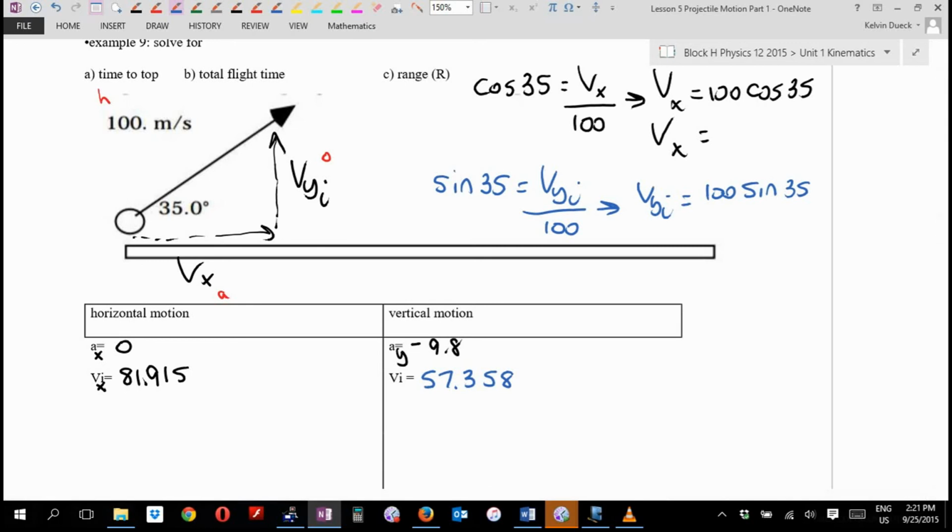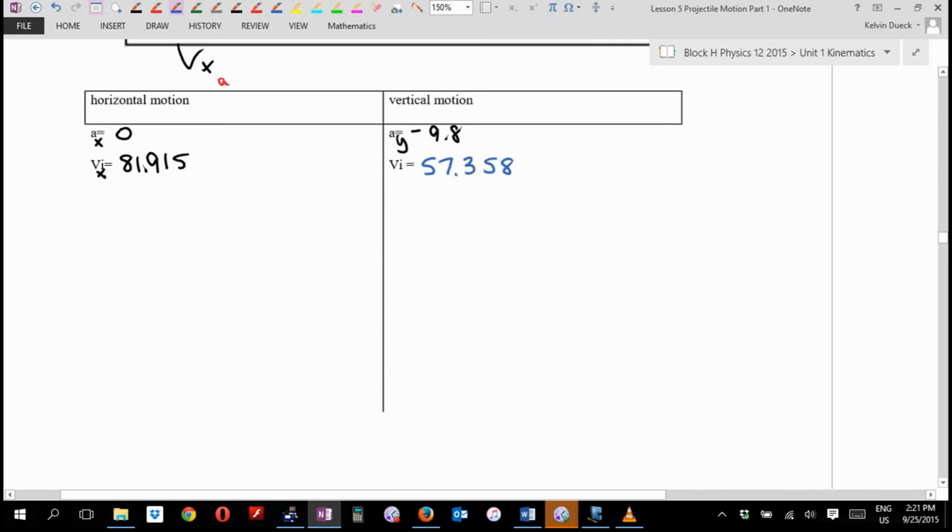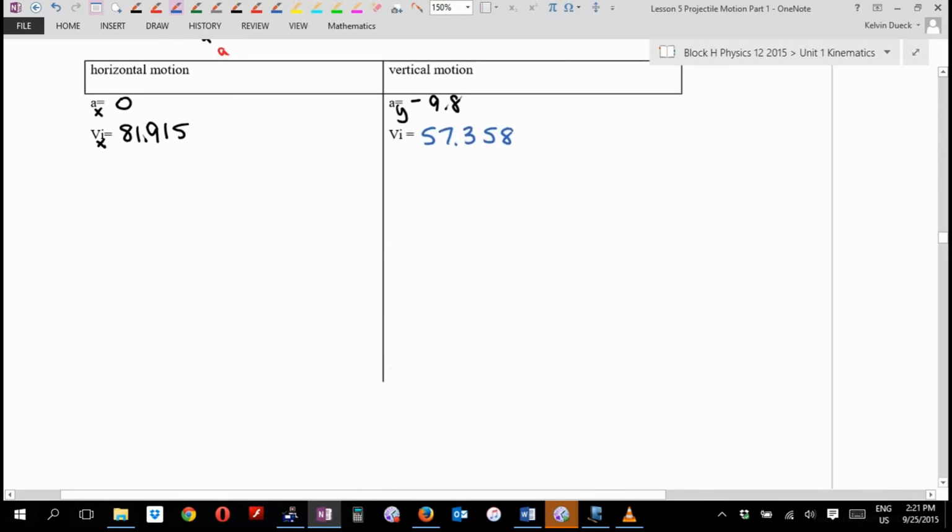Mr. Dueck, you said we needed 3 things in a column for us to solve. Well, what does A want me to find? Let's do that first. Time to top, would that be vertical or horizontal? When I say the word top, does that suggest sideways or up down? I'm going to solve A right there under vertical. I know you might want to write it over on the left. Be organized in your physics, not in your English writing.